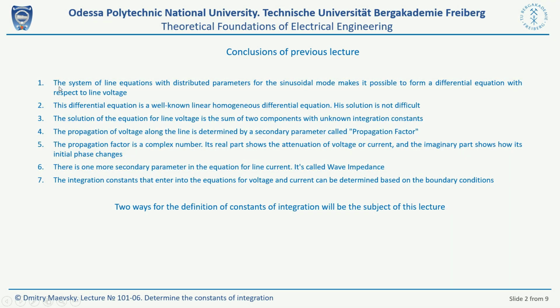In the previous lecture, we learned that the system of equations of the line with distributed parameters for the sinusoidal mode makes it possible to form one second-order differential equation with respect to the voltage in the line. This equation is a linear homogeneous differential equation, and we know how to solve such equations. The solution of the equation for line voltage is the sum of two components with unknown integration constants.